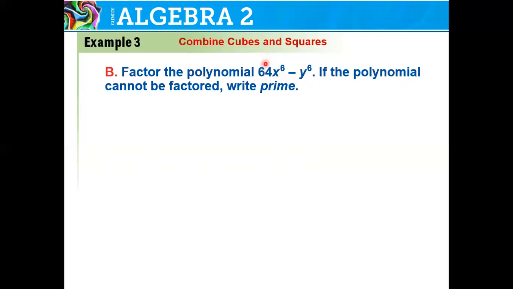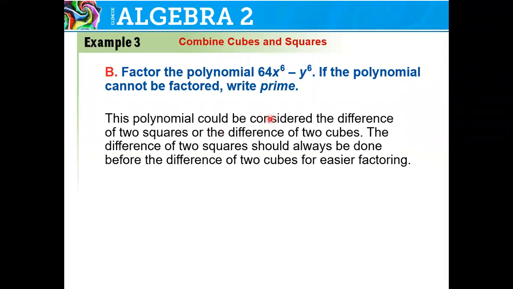So it can be written as 8x cubed all squared, and y to the power 6 as well. Now, in this case, this polynomial could be considered the difference of two squares or the difference of two cubes. Whenever you have the choice between squares or cubes, the difference of two squares should always be done first to make it easier for factorizing. So let's consider this one as a difference of two squares instead of a difference of two cubes.